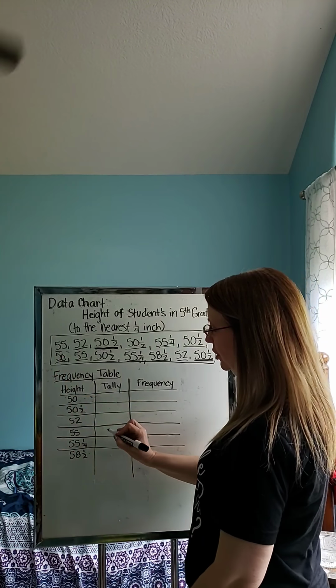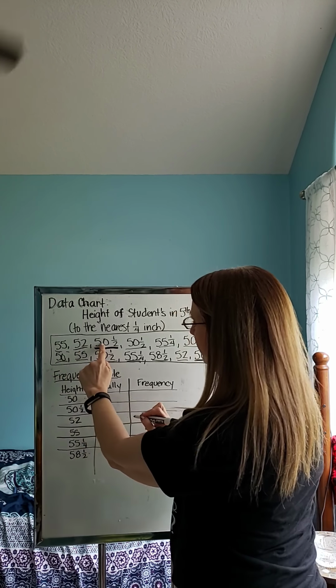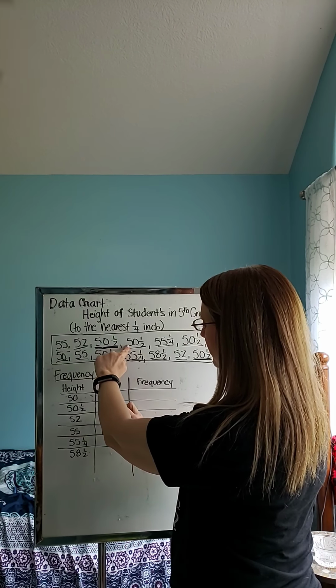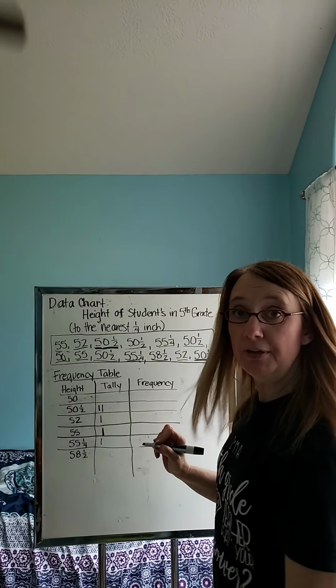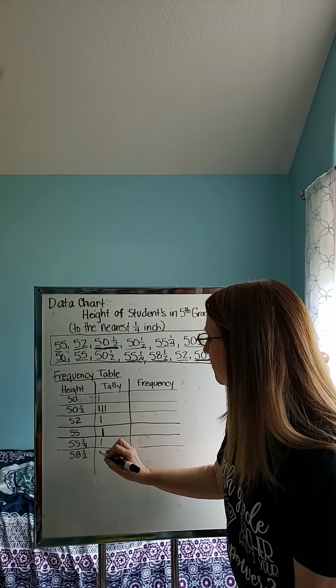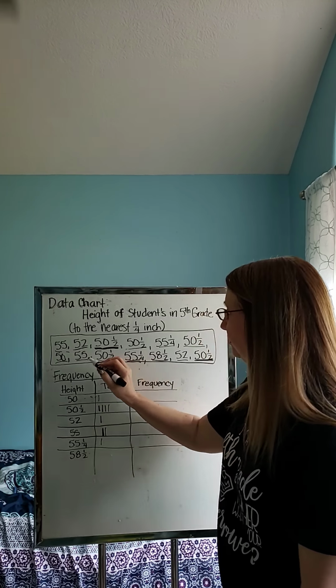So we got 55 inches, 1 tally. 52 inches, 1 tally. 50 1/2, 1 tally. 50 1/2, 1 tally. 55 1/4, 1 tally. 50 1/2, 1 tally. 50, 1 tally. 55, 1 tally. 50 1/2, tally. 55 1/4, 1 tally. 58 1/2, 52, and 50 1/2. Now, how many tallies should I have on here?